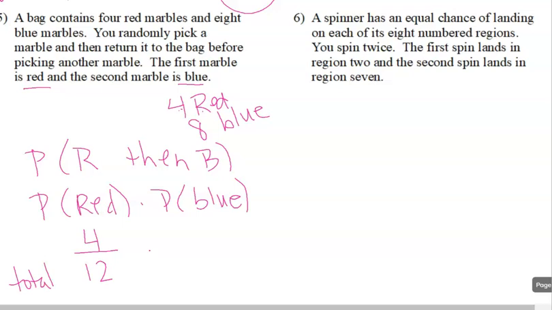And blue, how many ways can I pick a blue? There's 8. Out of how many total? There's 12, because we did return it to the bag. So we can reduce before or we can reduce after. I'll just go ahead and wait. So 4 times 8 and 12 times 12. So 32 out of 144.